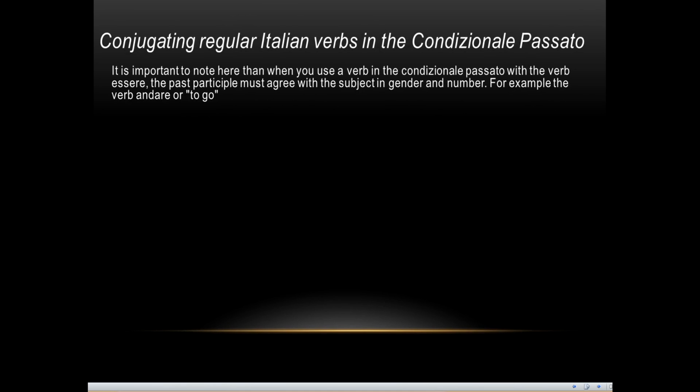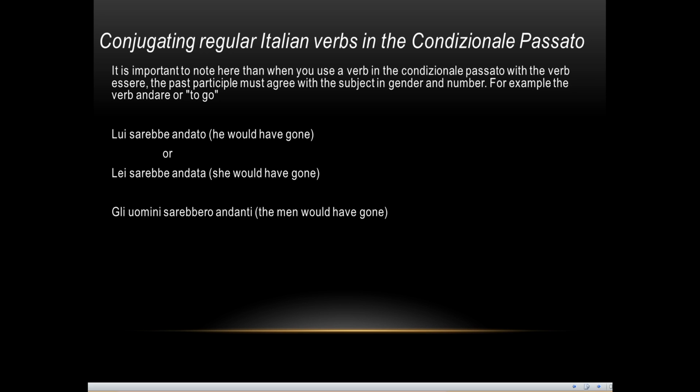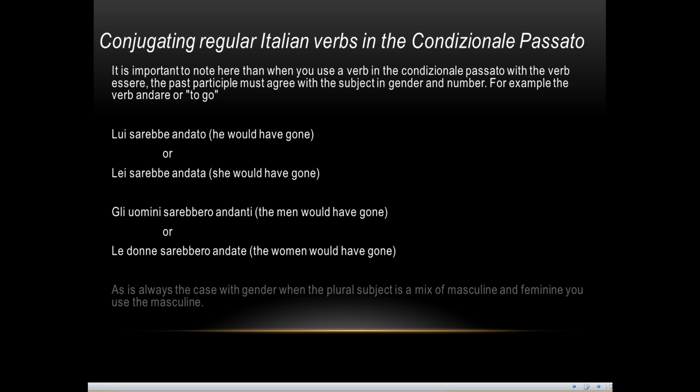Okay. It's important to note here when you use a verb in the condizionale passato with the verb essere, the past participle must agree with the subject in gender and number, just like it does in a passato prossimo. For example, the verb andare, or to go. Lui sarebbe andato, he would have gone. O lei sarebbe andata, she would have gone. Gli uomini sarebbero andati, the men would have gone. O le donne sarebbero andate, the women would have gone.